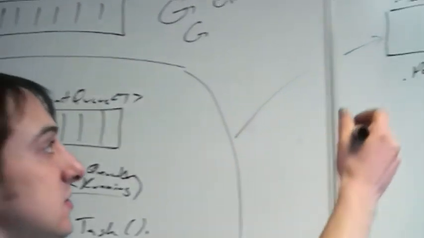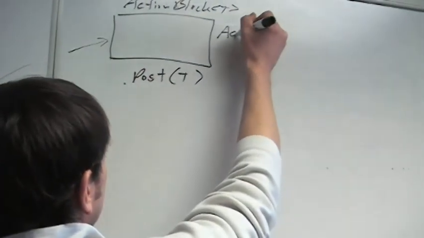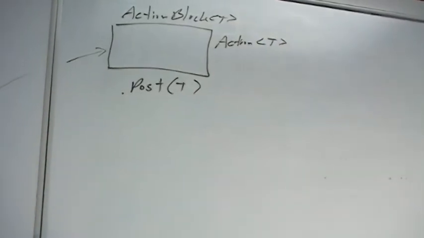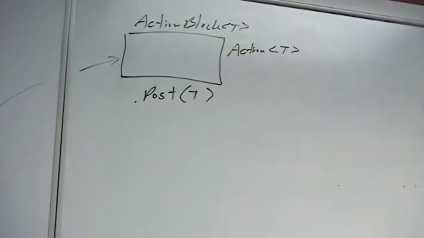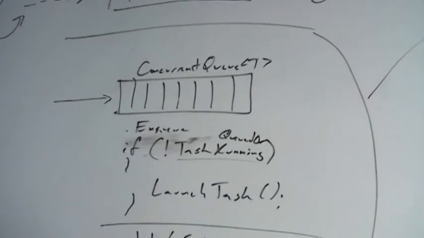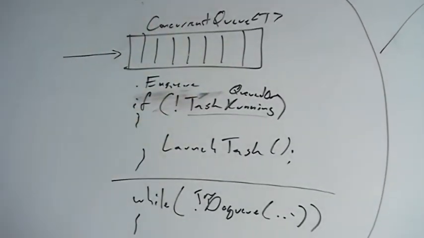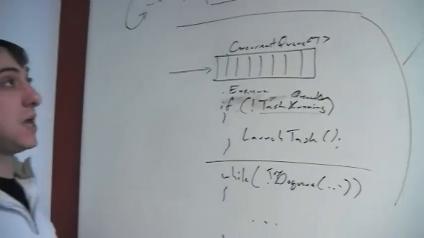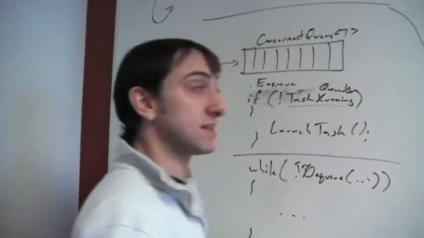When you construct this, you give it an Action of T. And again, I'm just talking about the very simplistic usage. There's more to this. And then this task that gets spun up, for every item that it dequeues, runs that action. So it's a very simple progression from the kind of code you'd have to write to do this manually to it just being encapsulated into this ActionBlock.